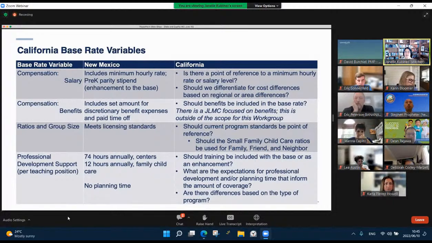So Deborah. Truth be told, I don't know personally how it's even calculated. So I'm reading this. Should current program standards be point of reference? And should the small family child care ratios be used for family? And I'm like, well, I don't even know how that works. So I'm like, what does my comment come from? Or I have no understanding. I don't know this part.